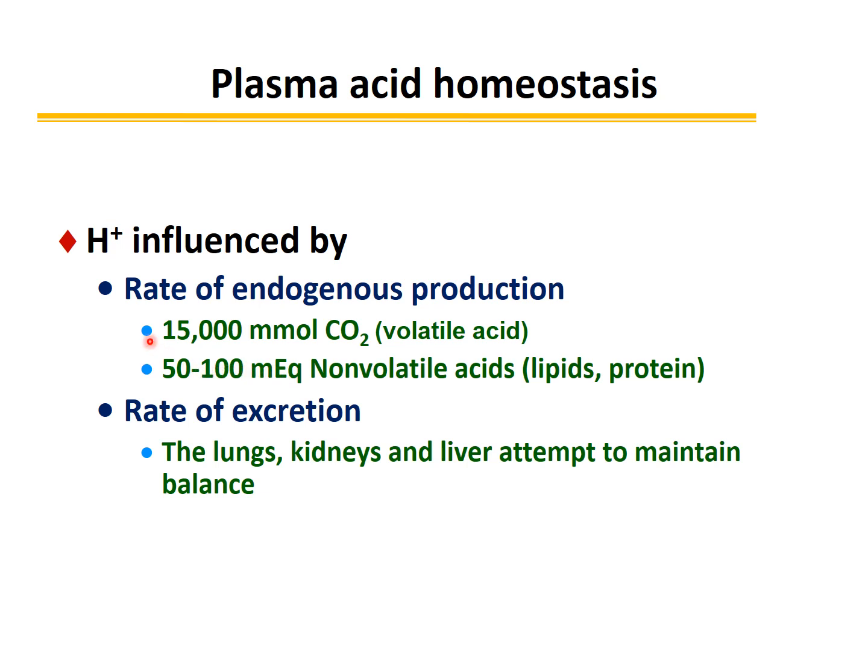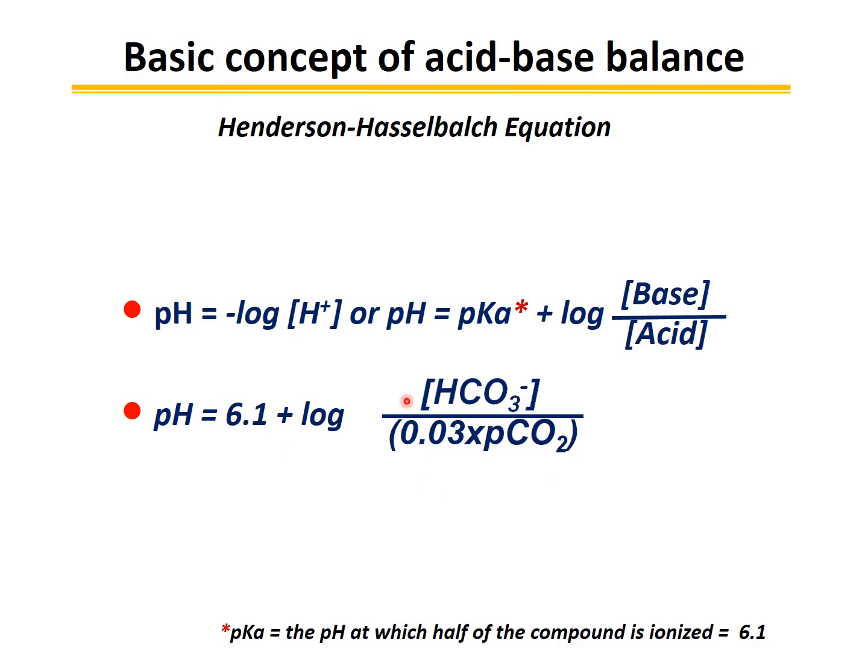Another important one is not only the production, but the elimination of the produced acidic product. Now, what kind of organs take place in this excretion? The lung, for example, the kidney, the liver, and these organs attempt to maintain the hydrogen ion balance. The concept of the acid-base balance is more than 100 years old. At first, Henderson and Hasselbalch described how we could evaluate and what parameters mainly affect the pH of our body, or the hydrogen ion concentration of the body.